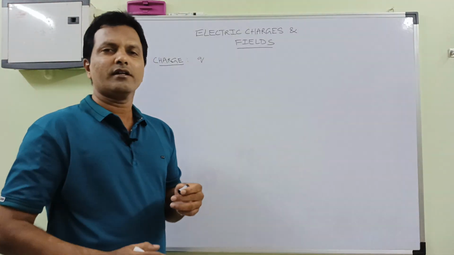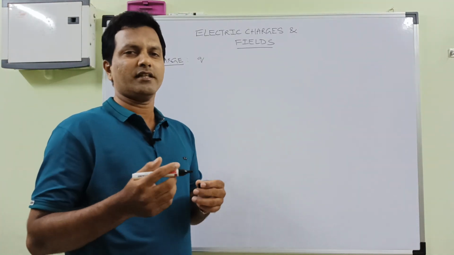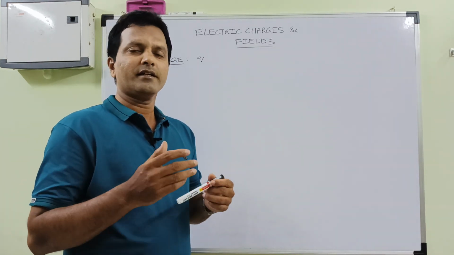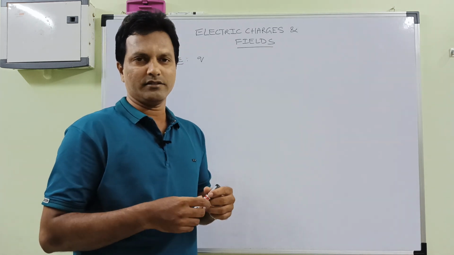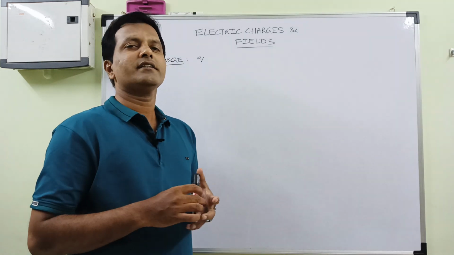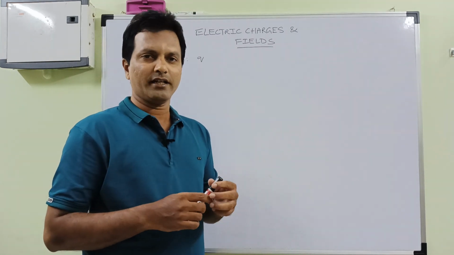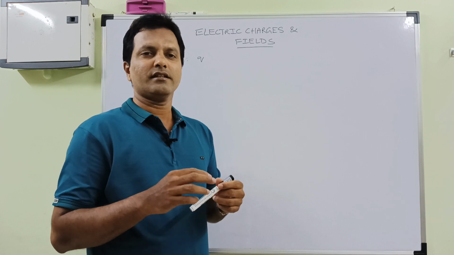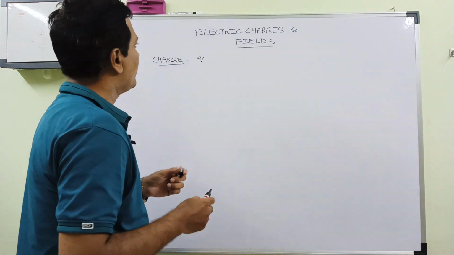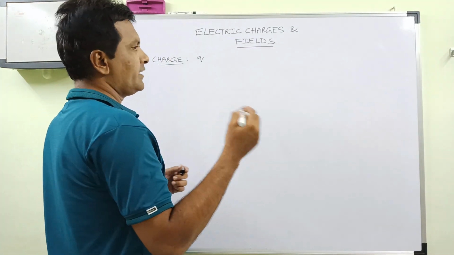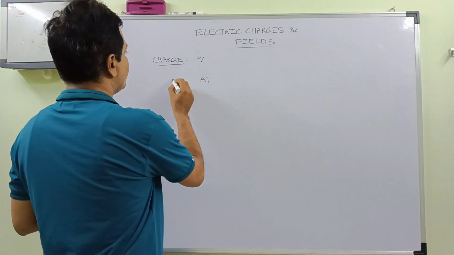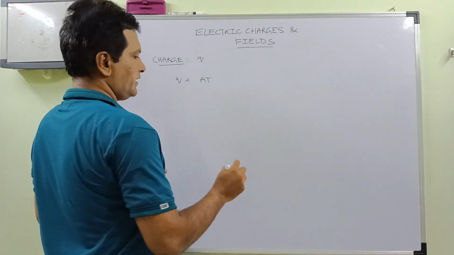Now we see what are the general characteristics of a charge. If a body is negatively charged, that means it has an excess of electrons. If a body is positively charged, that means it has a deficiency of electrons. The charge is either positive or negative. Charge is a derived quantity and the dimensional formula is AT.